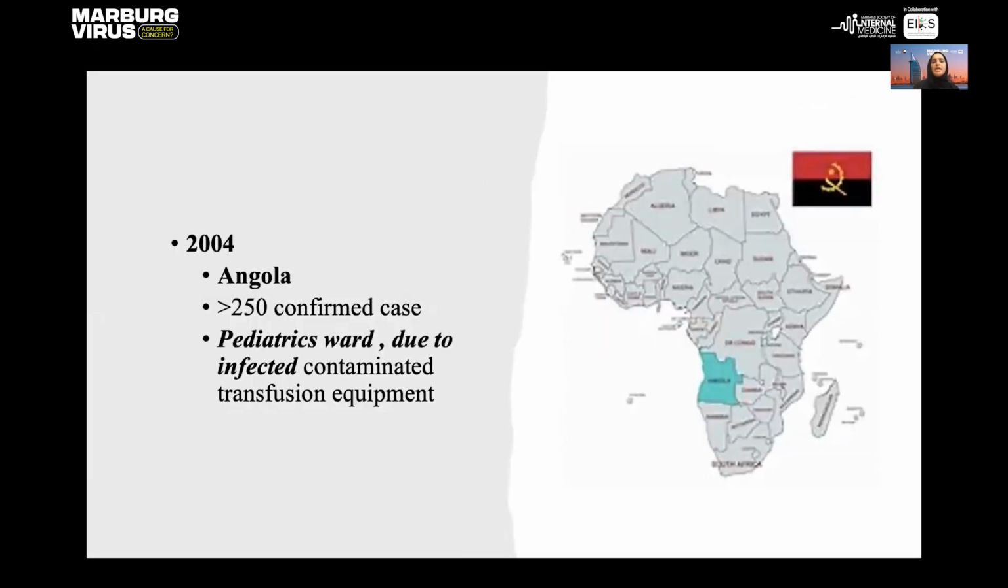Probably the most disastrous story of Marburg outbreaks, the outbreak that led to lots of loss of life, is the outbreak in Angola. And that was associated with more than 250 confirmed cases. It was mainly due to contamination of blood transfusion products that were used in a pediatric ward. So most of the infected people were among a young age group in that hospital.